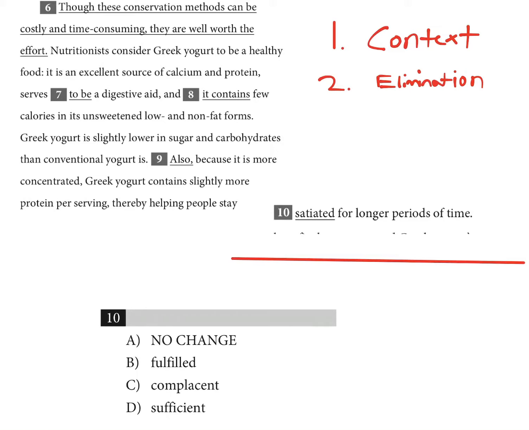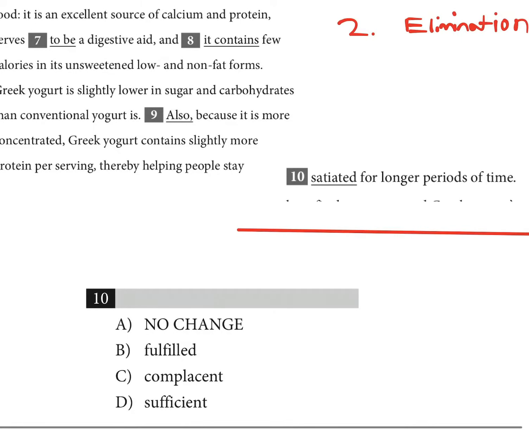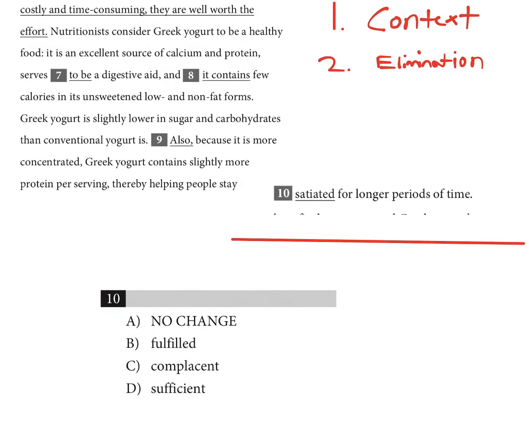So I'm going to start reading from the word underlined also. So if we look at this question and start reading, it says, "Also, because it is more concentrated, Greek yogurt contains slightly more protein per serving, thereby helping people stay satiated for longer periods of time." And the phrase that has been underlined for us to possibly correct is the word satiated.